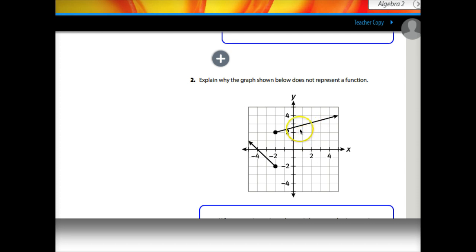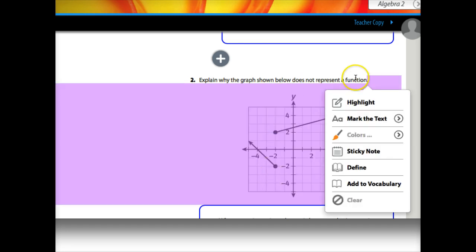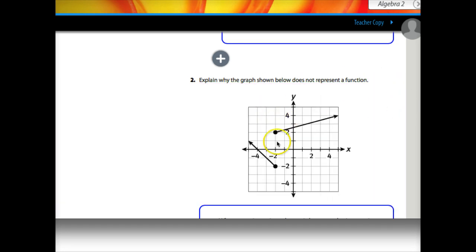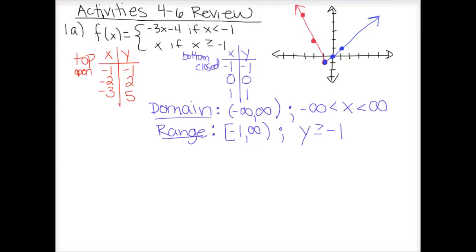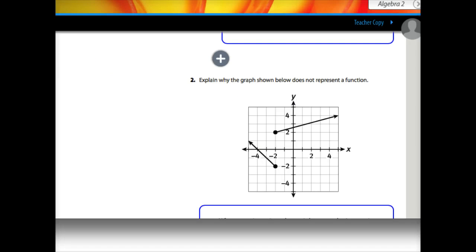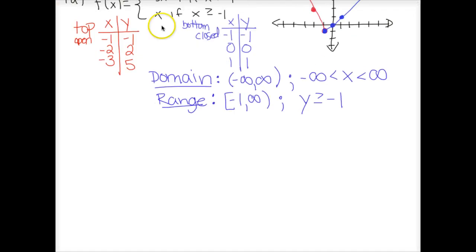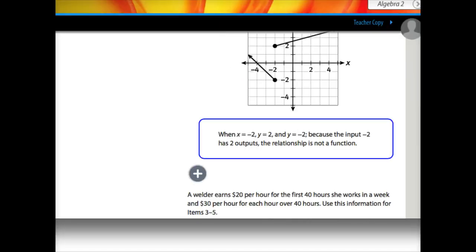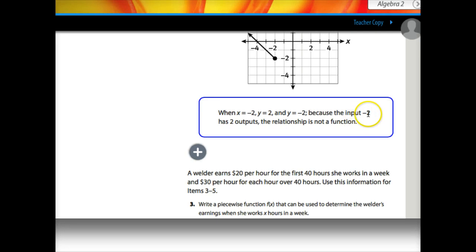You can either say it is not a function because it fails the vertical line test. Right here is where it would fail. Because if I draw a vertical line here where x is -2, it hits the graph twice. So you can either say that it fails the vertical line test, so therefore is not a function, or you can use the definition, which says that input -2 has 2 outputs.